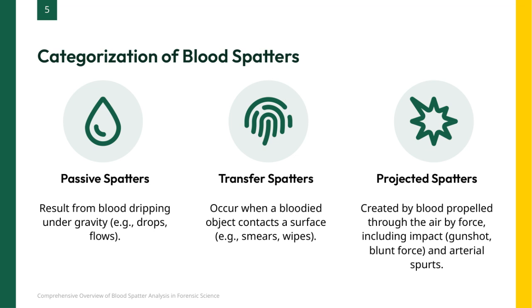Finally, we have projected spatters. These are caused when blood is forced through the air by an external force, such as an impact or pressure. This includes blood from gunshots, blunt force trauma, or arterial spurts that push blood out with significant velocity. Understanding these categories helps us interpret the events that cause the bloodshed and reconstruct the scene accurately.